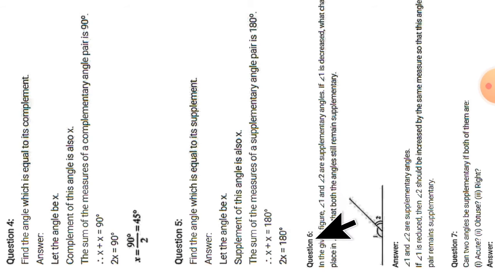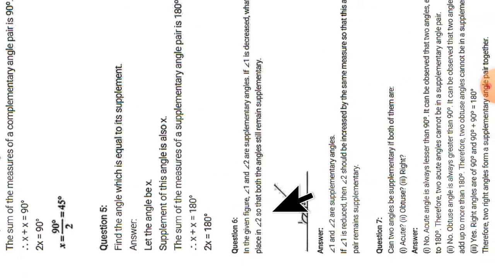Now question number 6. In the given figure, angle 1 and angle 2 are supplementary angles. Now if angle 1 is decreased, then what changes would take place in angle 2, so that both the angles still remain supplementary. Now what is asked here, that this is the supplementary angle pair. Now angle 1 and angle 2 are given. If angle 1 is decreased, what changes will take place in angle 2?